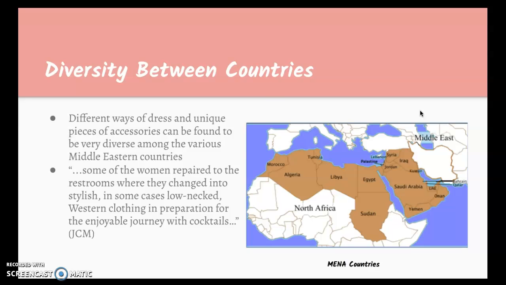And so on the right side, you can see a map of the MENA countries. And again, MENA just references Middle Eastern, North African countries that include Islamic following. And in our textbook, the author stated that they were on a flight to Bangkok from Saudi Arabia, and he described how there was a big difference between the way in which women were dressed in Saudi Arabia while boarding the flight and how they dressed after having boarded the flight.